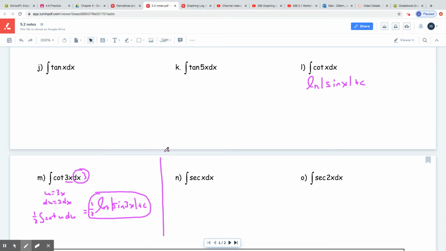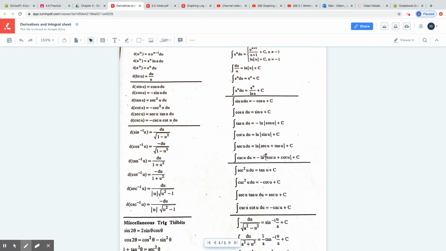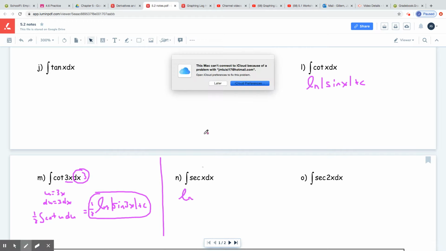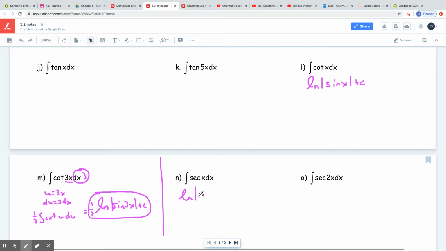For secant, you could make it 1 over cosine and make u cosine, but we're not doing that. We are just going to use that the integral of secant is the natural log of secant u plus tangent u plus c. So it's the natural log of secant x, in this case u is just x, plus tan x plus c. You don't have to go through anything, just simply look at the formula sheet. Go ahead and see if you can try the next one.